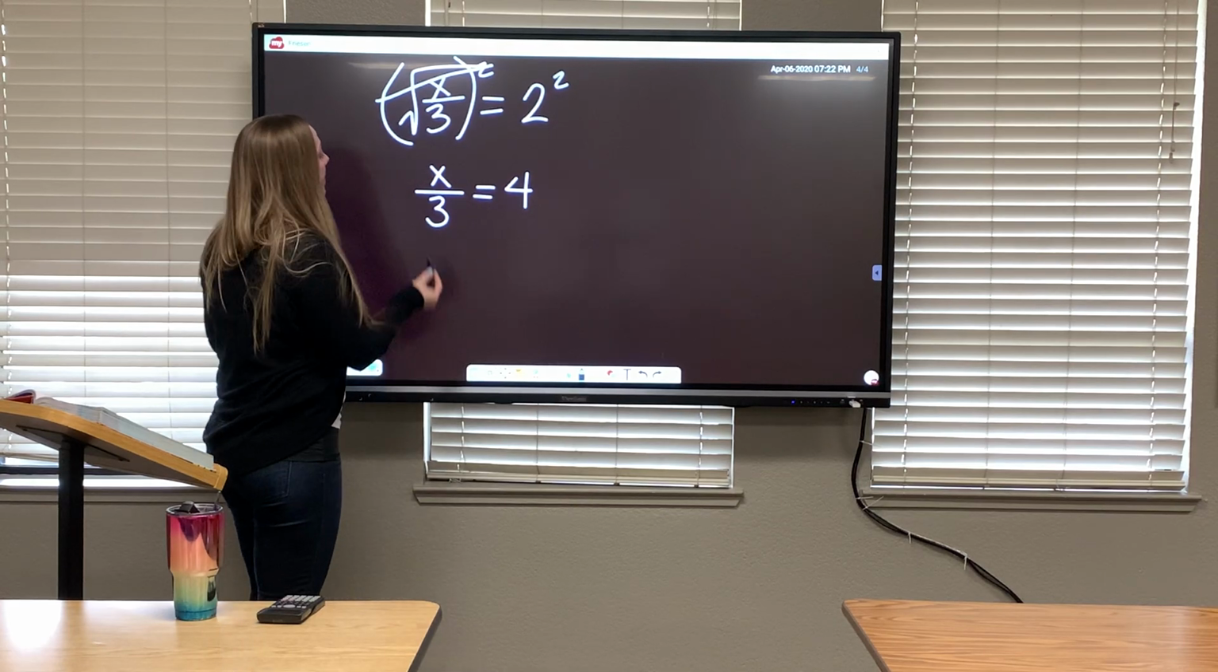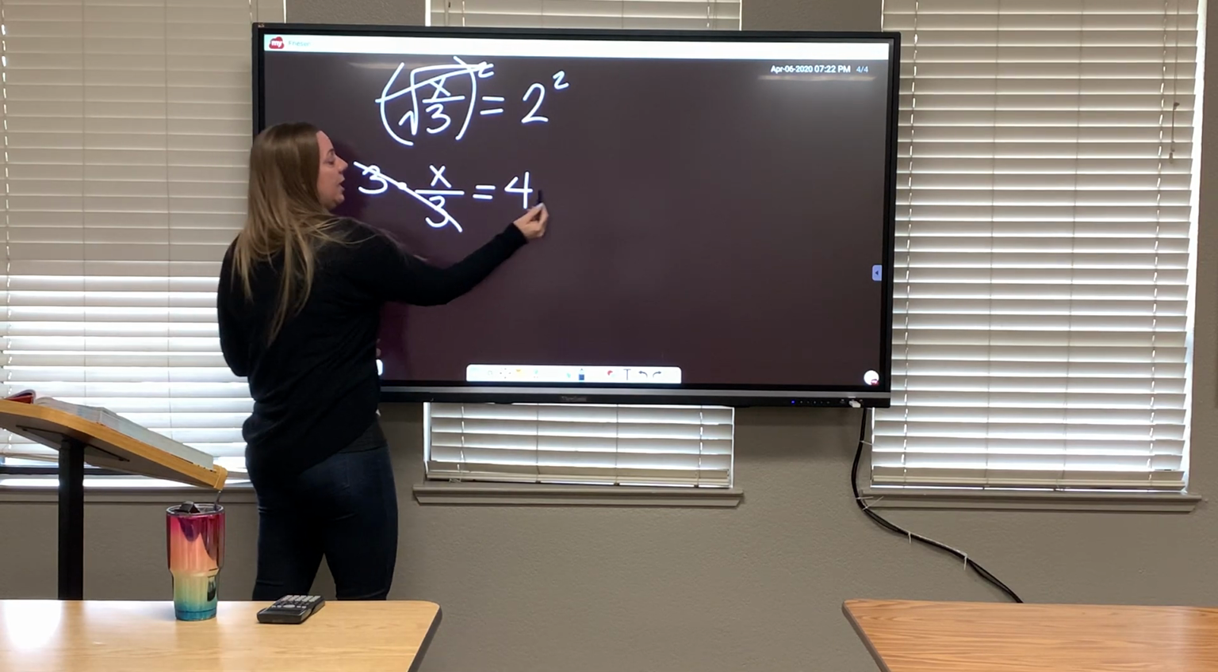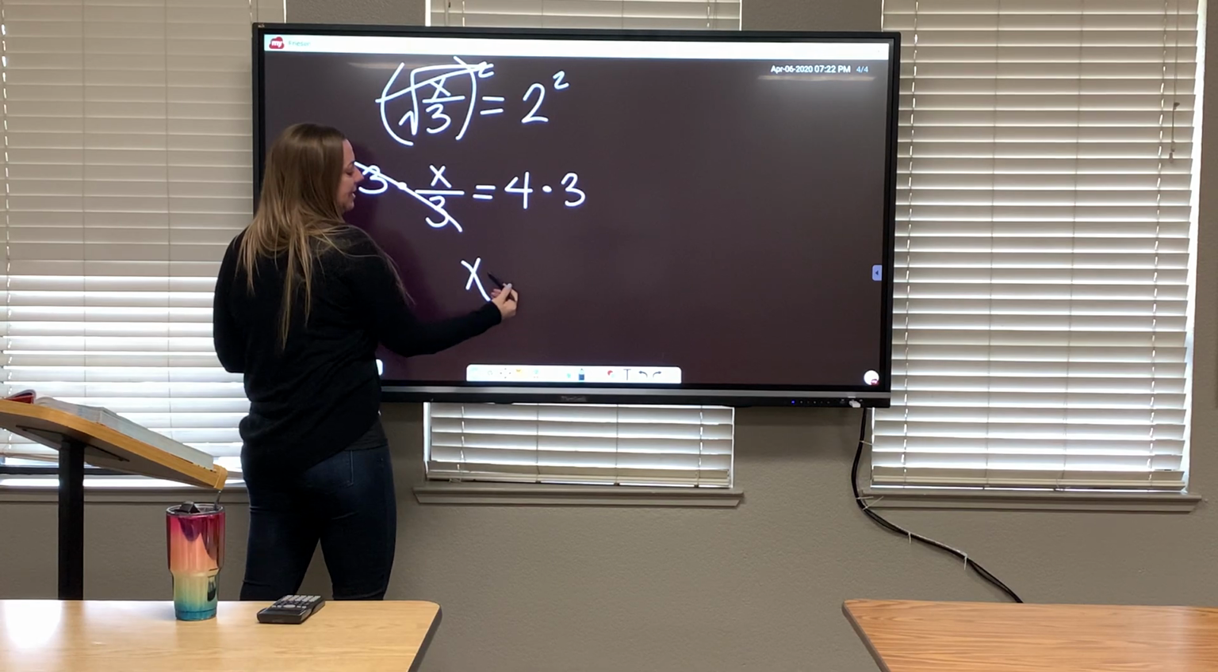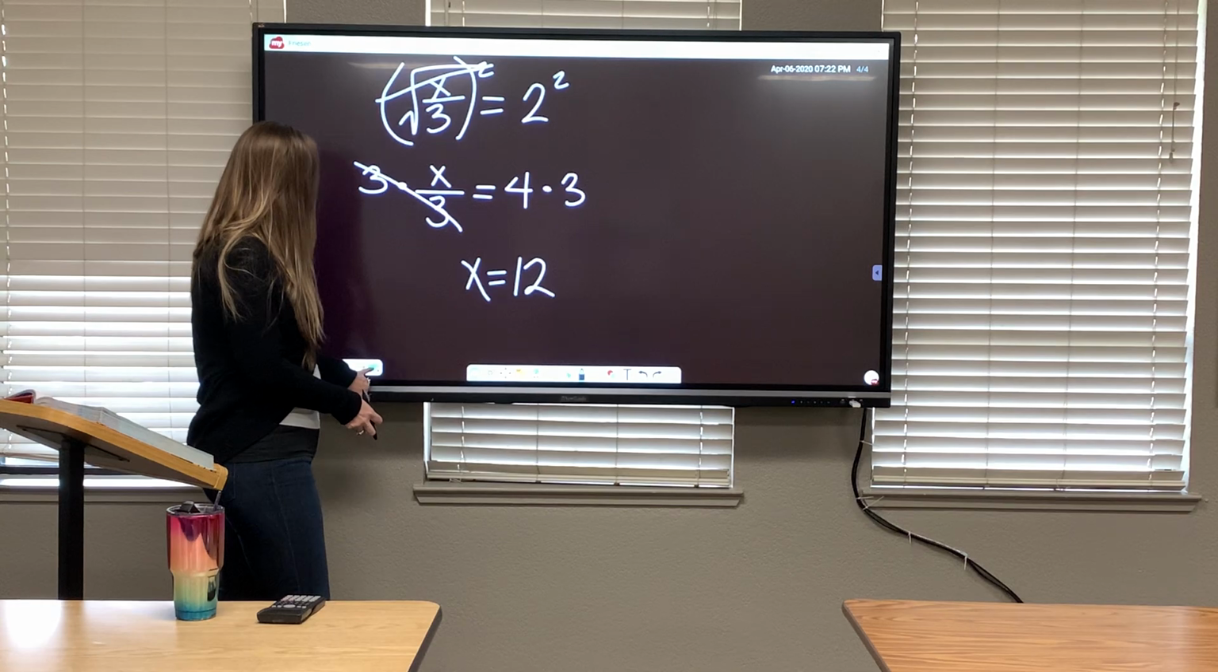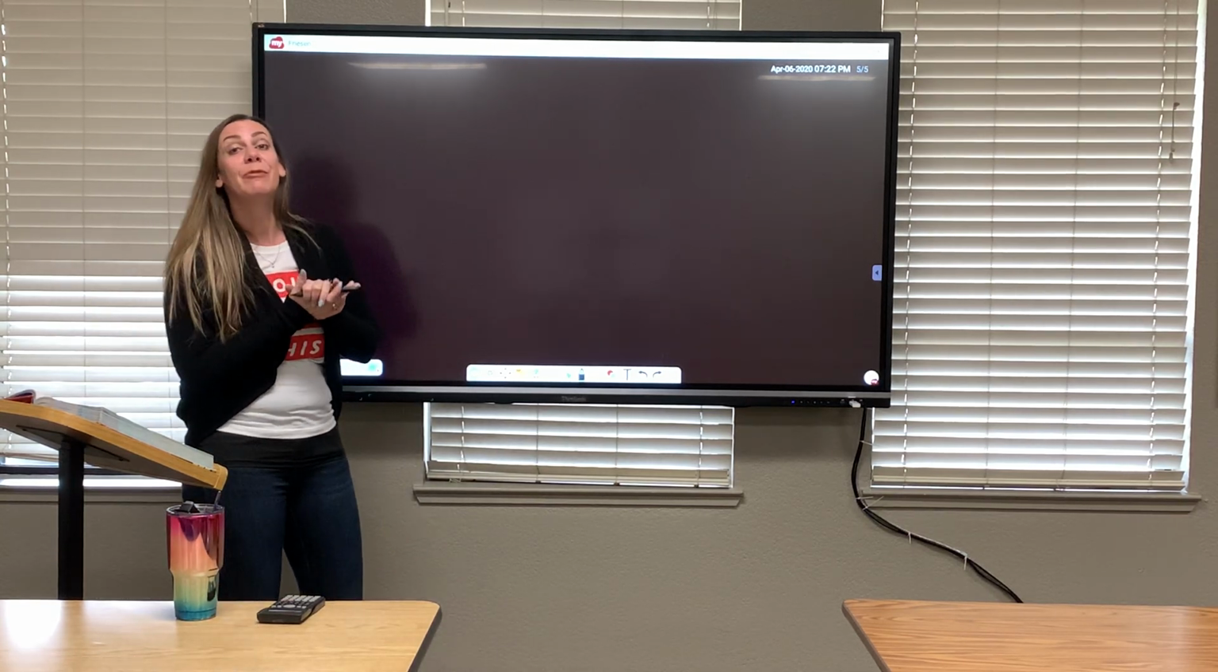So x divided by 3 means I'm going to multiply both sides by 3, and I'm going to get x equals 12. Not too bad so far, right? So let's go ahead and try a step farther.